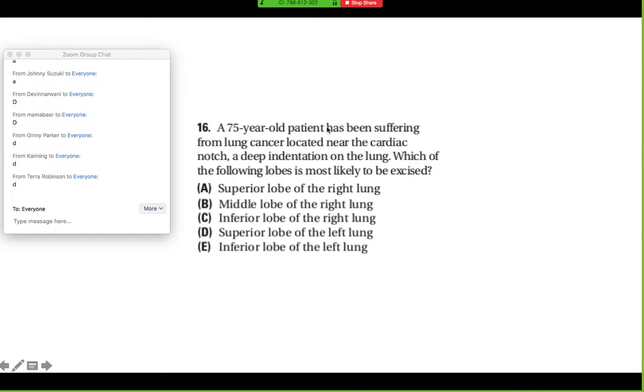So a 75-year-old patient has been suffering from lung cancer located near the cardiac notch. Which of the following lobes is most likely to be excised?